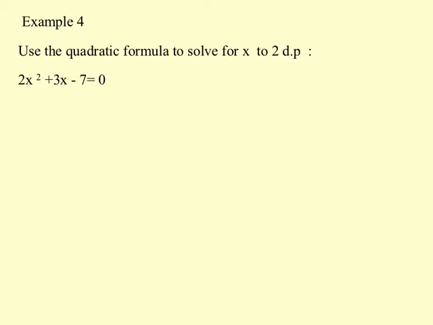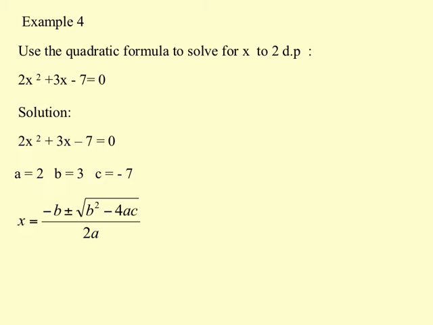This one, you do need a calculator, because it says in the question to 2 decimal places. That means they want you to use a calculator. Okay. So we work out what a, b, and c are. We write down the formula. We substitute in a, b, and c.